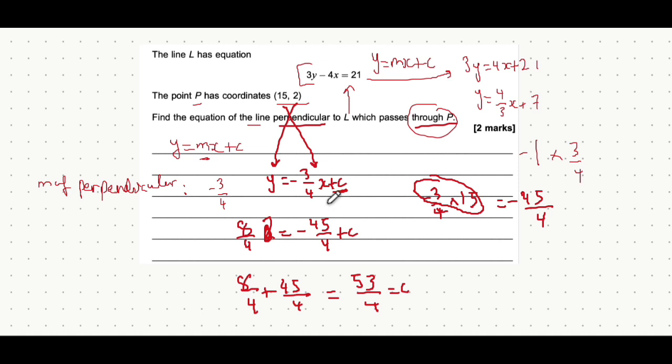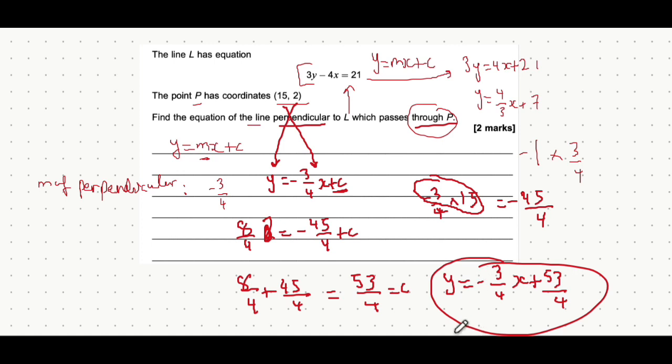Now that you've got your value of the gradient and the value of c, we can combine that into one expression and say y is equal to minus 3/4 x plus 53 over 4. And that's the answer to this question. Hopefully that made sense. So you always want to find two variables when finding the equation of a line, the gradient and the y-intercept, which we've managed to do in this question.